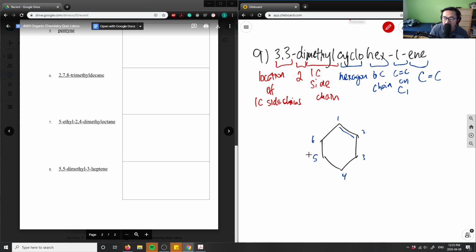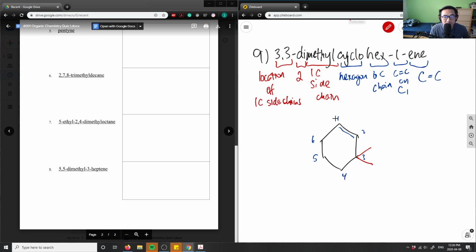So this is cyclo. I have a hexagon here. It's a 6 carbon chain. So 6 carbon cyclic chain in this case. And I have a double bond on carbon 1 here. So that's good. My red here is 3,3-dimethyl. So I have 2 1 carbon side chains, or 2 methyl groups on 3, right? So I repeat 3 and 3 together because I have 2 methyl groups on carbon 3, right? So I have 1 methyl group like this and 1 methyl group like this.